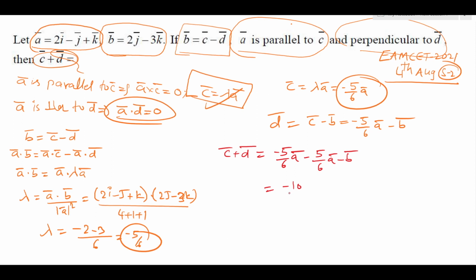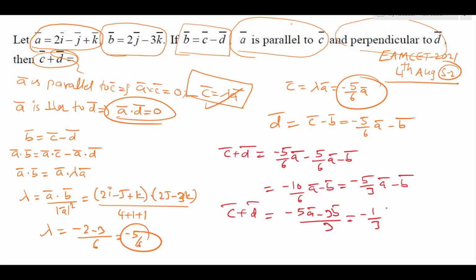This is minus 10 by 6 A bar minus B bar. That is minus 5 by 3 A bar minus B bar. Therefore, C bar plus D bar is equal to minus 5A bar minus 3B bar by 3. That is equal to minus 1 by 3 into 5A bar plus 3B bar. This is the value of C bar plus D bar. That is the required answer.